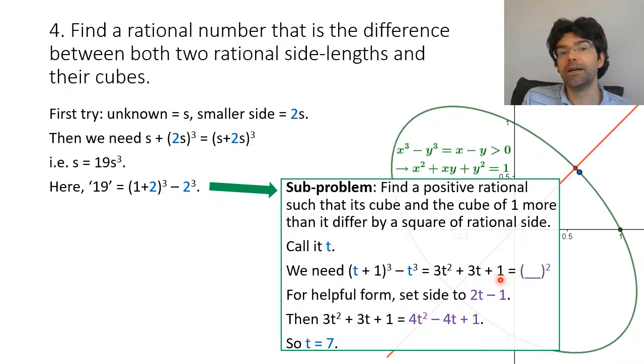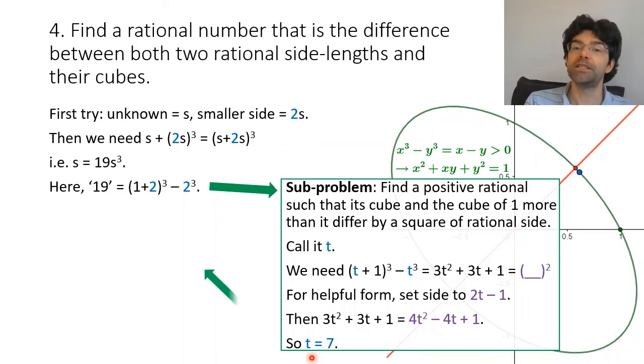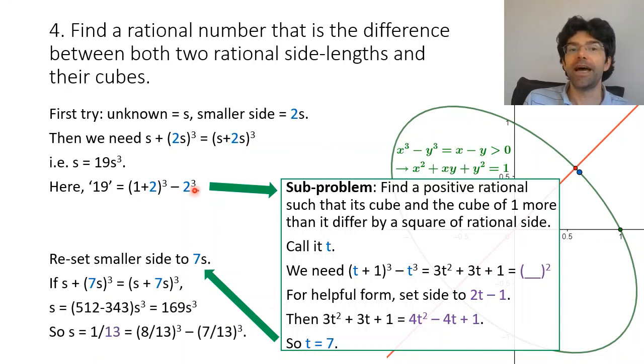So let's say the side square is going to be 2t minus 1. That gives us 4t squared minus 4t equals 3t squared plus 3t, so t equals 7. So we can then return to our subproblem, replace this 2 with a 7, and we have that s plus 343, that's 7 cubed, s cubed, equals 512 s cubed. s squared turns out to be 1 over 169, s turns out to be 1 over 13. We could also derive this straight from the 13 that we've got over here in the subproblem, but it's safer to double check each step just to make sure that we're dealing with positive rationals all the way through.